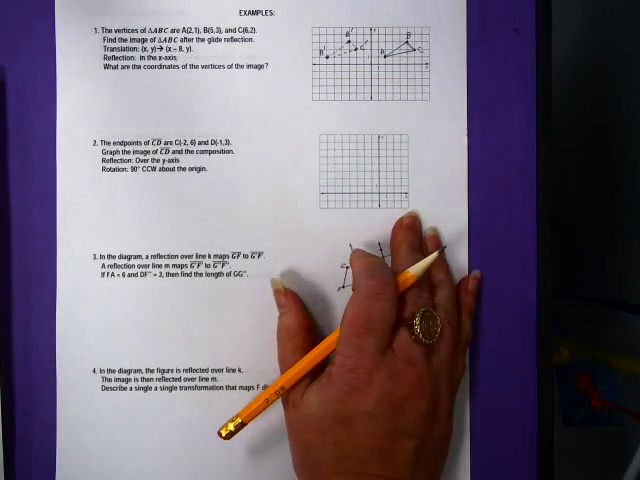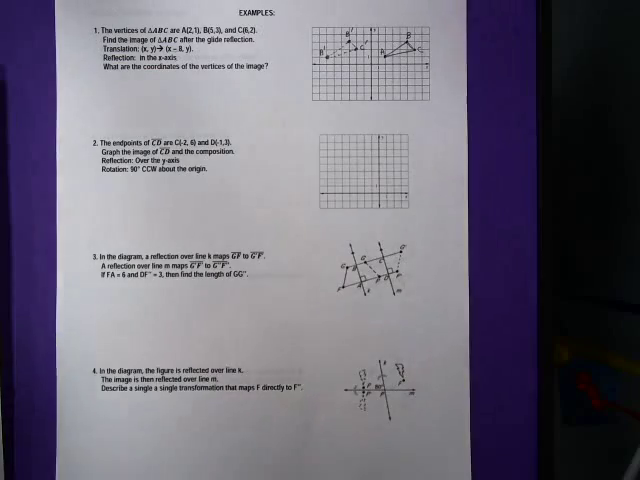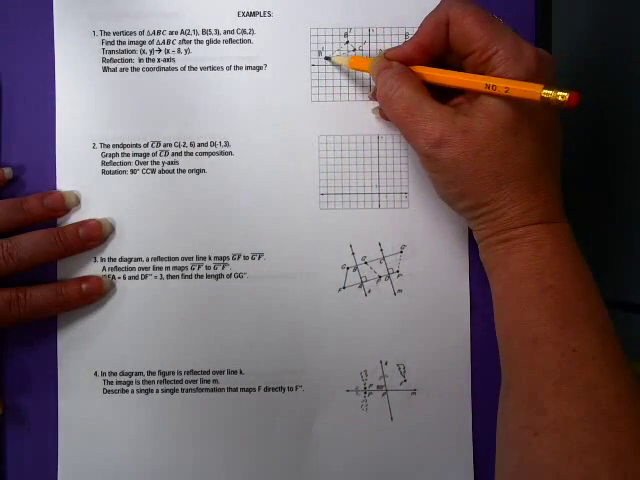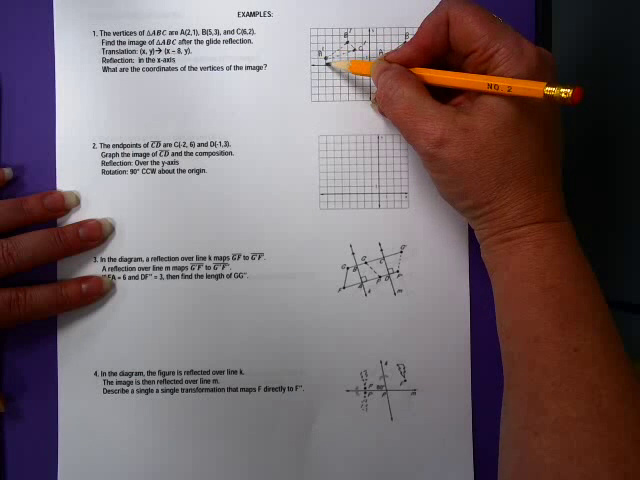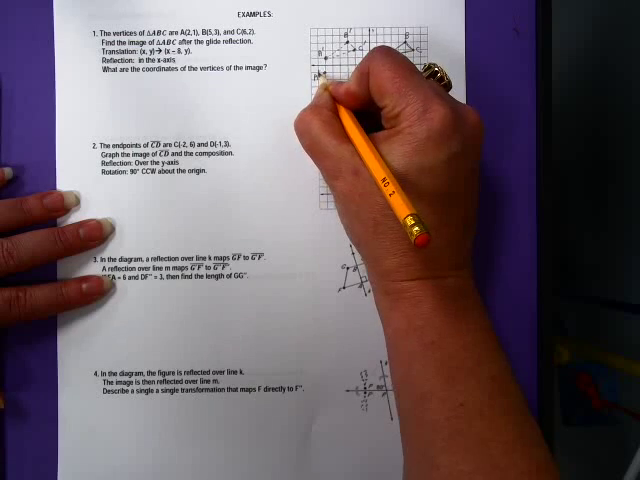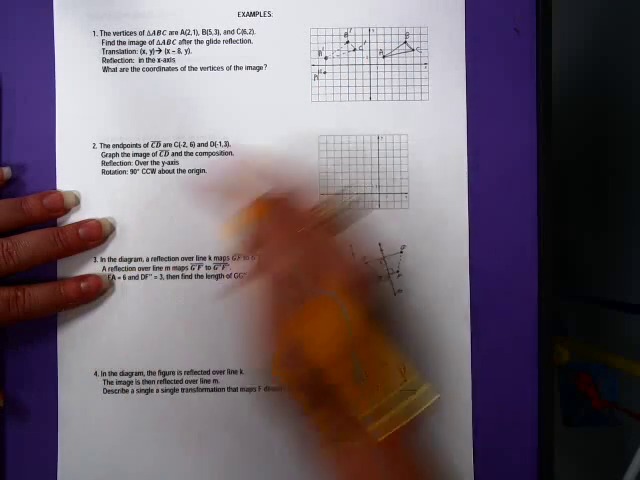Alright, and I'm not done because now I have to reflect it. So reflecting over the x-axis, I want equal distance to the x-axis. This is 1 unit, so I want 1 unit down. So this is where my A double prime goes.